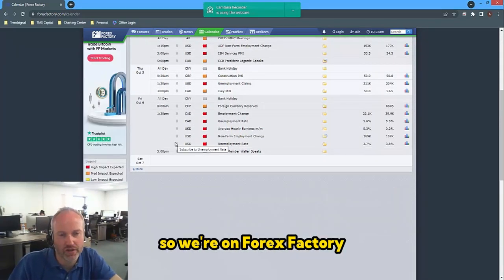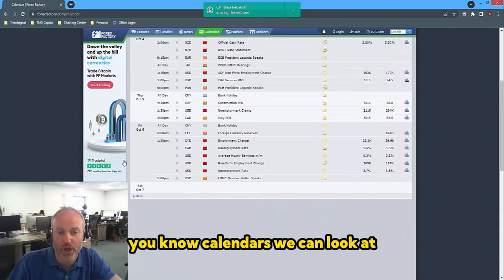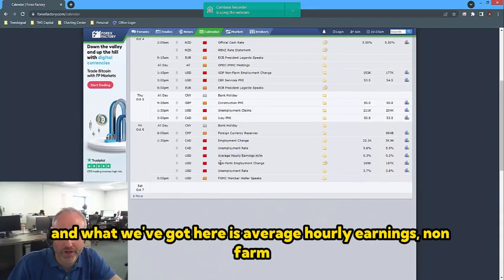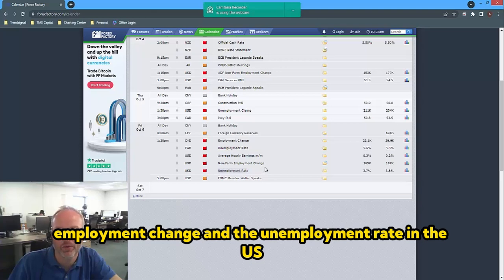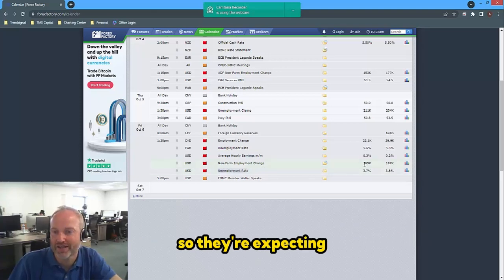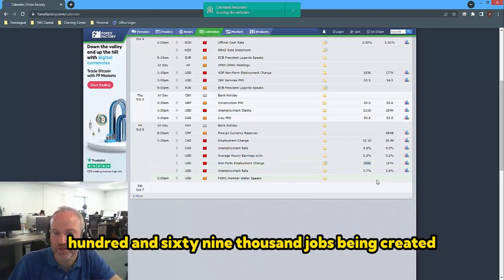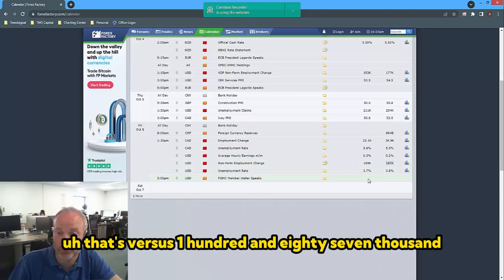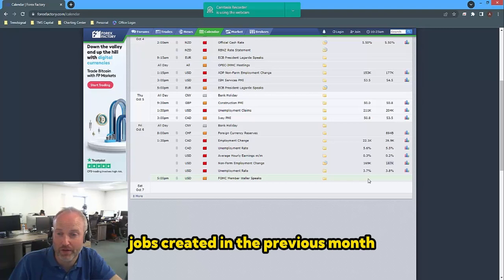So we're on Forex Factory. There's other calendars we can look at. And what we've got here is average hourly earnings, non-farm employment change, and the unemployment rate in the US. So they're expecting 169,000 jobs being created. That's versus 187,000 jobs created in the previous month.